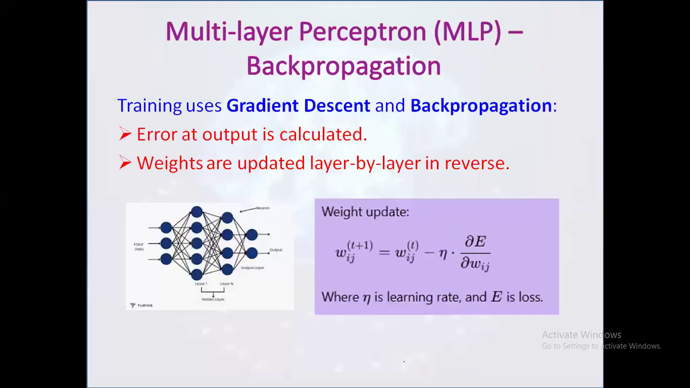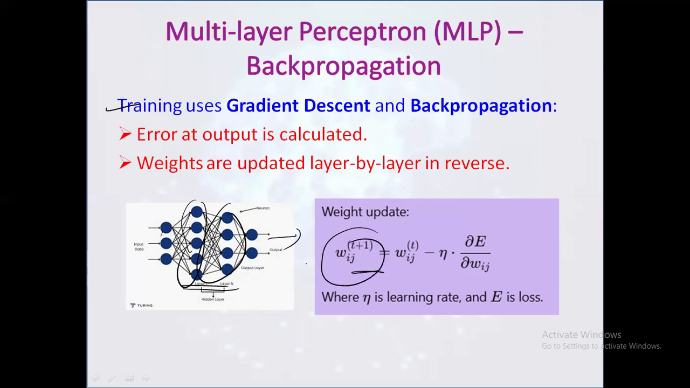Next one is the multi-layer perceptron. If there is more than one hidden layer, we call it a multi-layer perceptron. Training here uses gradient descent and back propagation, and a multi-layer network requires a way to adjust weights in all layers. All layers' weights should be updated if you are not getting the targeted value. This is done using back propagation, a technique that calculates the gradient of the loss function with respect to each weight, combined with gradient descent.